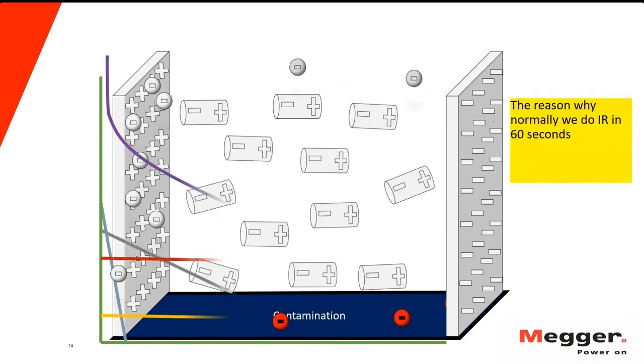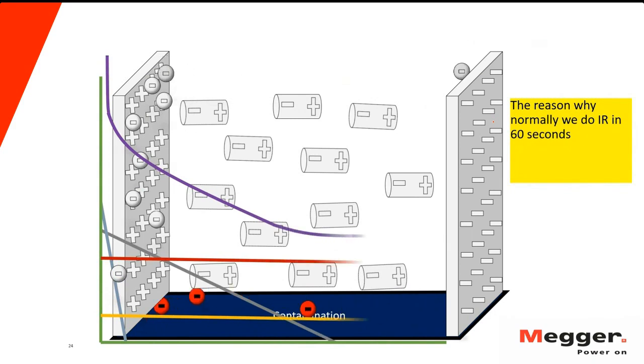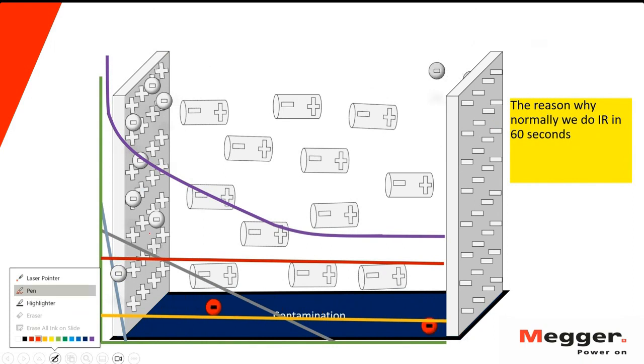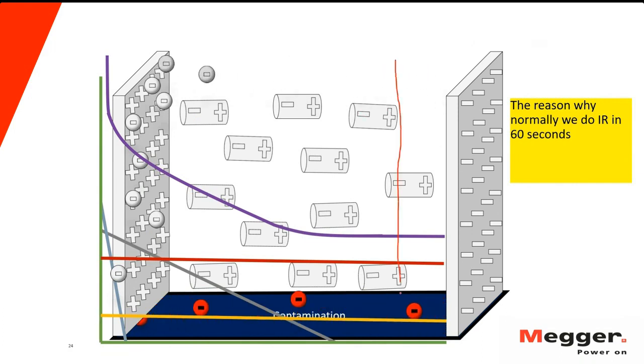So with this illustration, guys, this is the reason why we normally do IR in 60 seconds. Meaning to say, we let the capacitive charging current and the absorption current happen first, and then we measure when it is gone. And that is estimatedly after 60 seconds. So we normally measure here at the end to make sure that we don't have the capacitive charging current, the absorption current anymore. And we are looking only or purely at the leakage current and the surface leakage current.